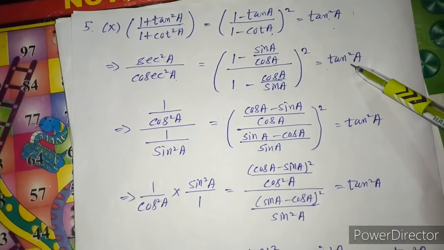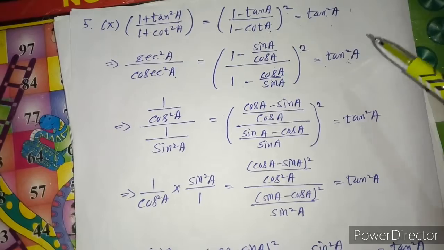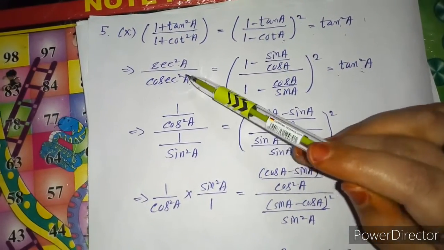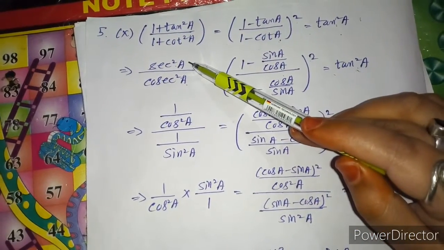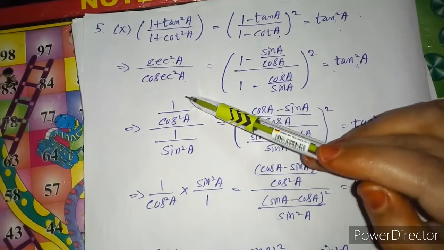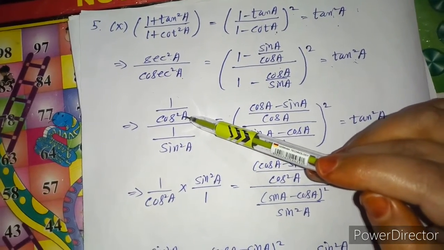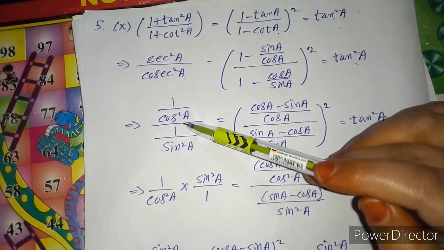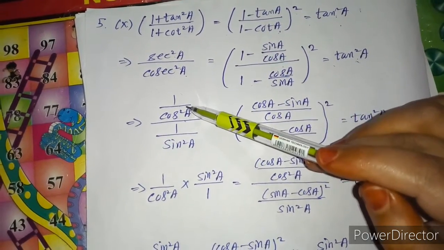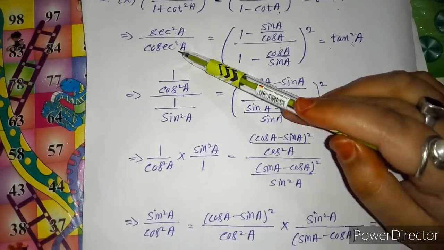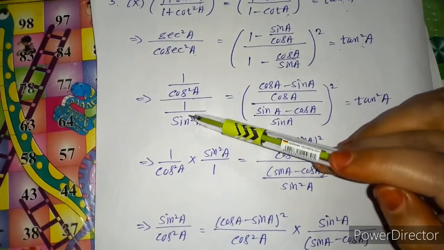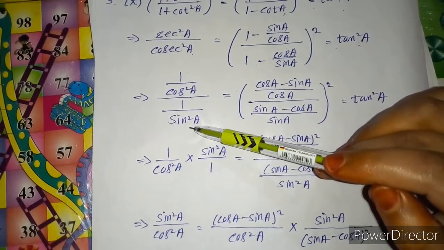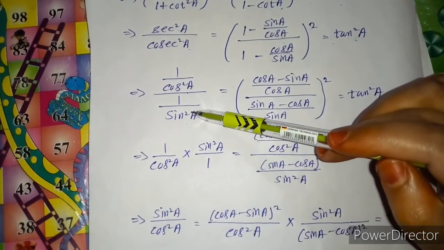This one is a single term, so you cannot change this term. After that you see, this one is sec²A, so in this place I write 1 by cos²A, because 1 by cos A equals sec A, and this is squared, so this is written squared. Similarly cosec²A is written as 1 by sin²A, because 1 by sin A equals cosec A, this is squared, so this also squared.